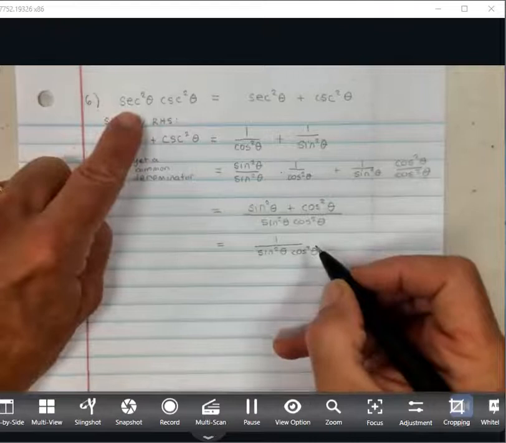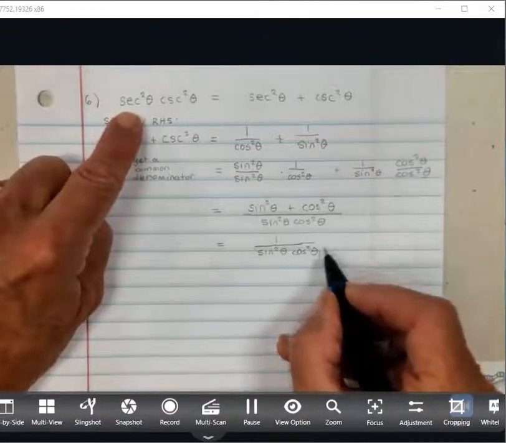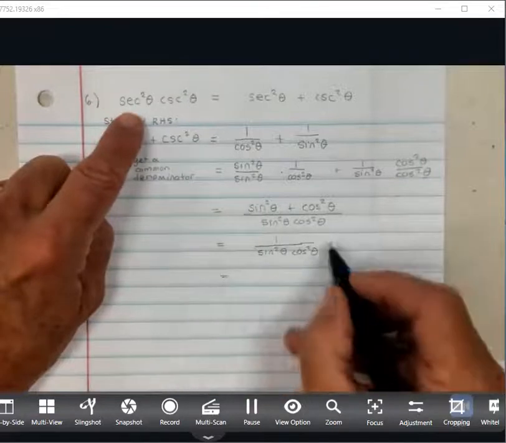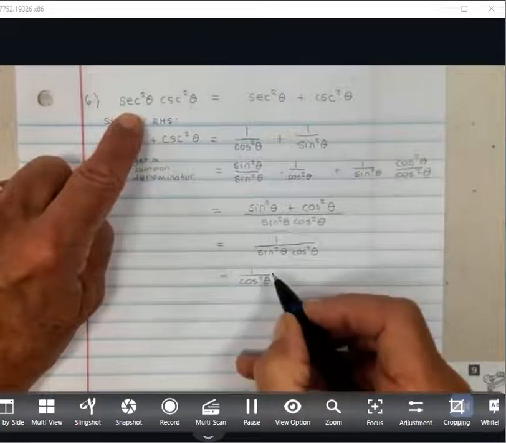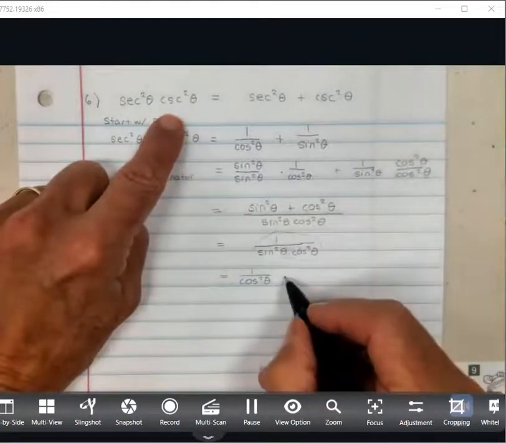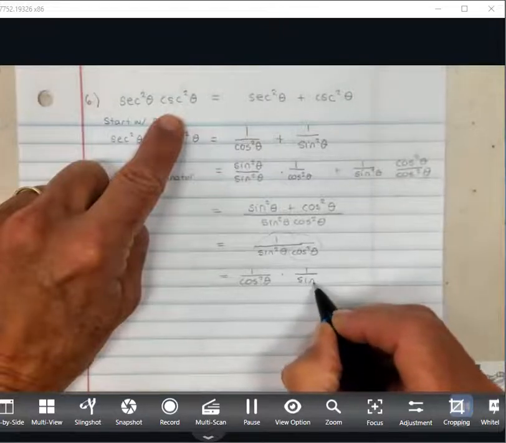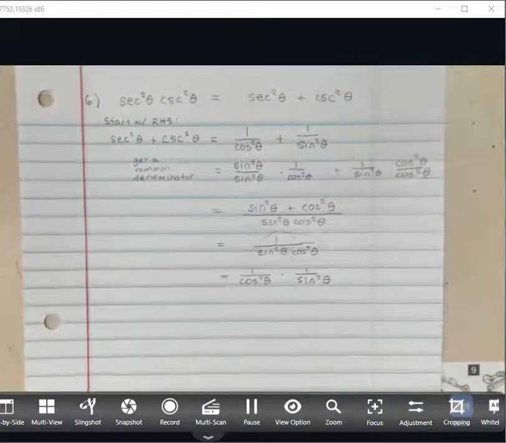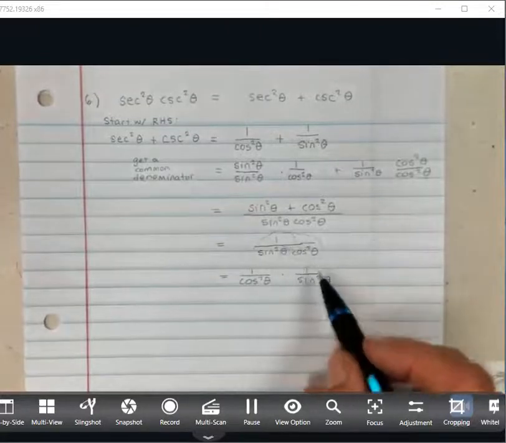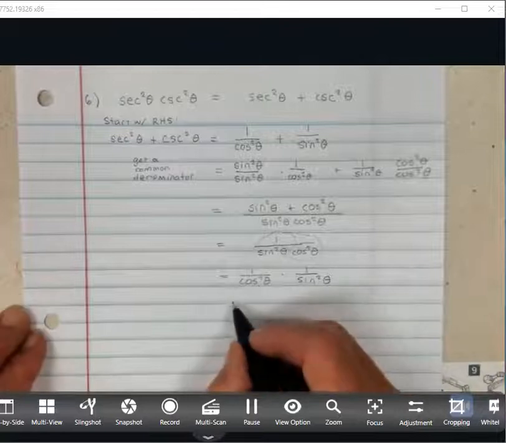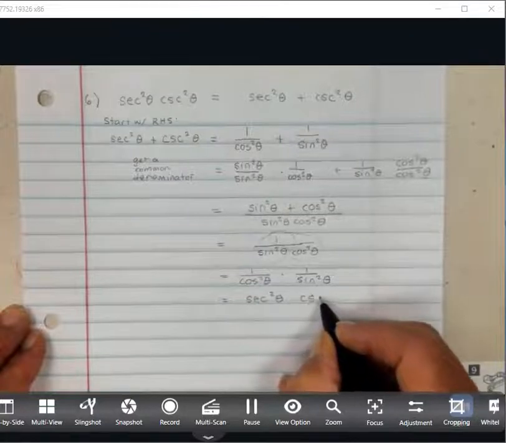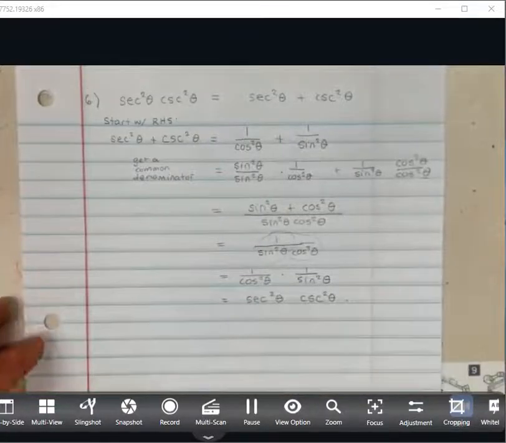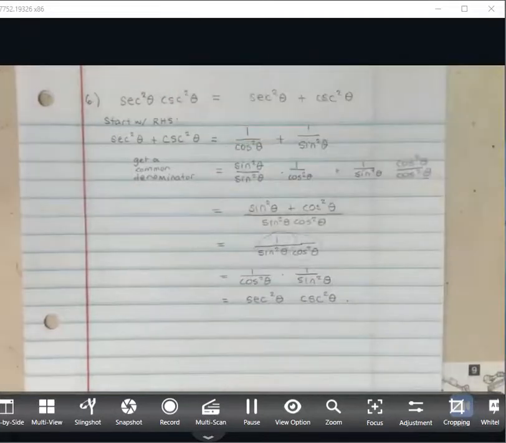I want it to look like this. So let me write it in the reverse order. Secant squared is 1 over cosine squared. Well, here's my 1 over cosine squared. And here's my 1 over sine squared. And they are indeed multiplied. So I split this product apart as the product of 2 separate fractions, and then I replace them with their reciprocal identities. And we did it. We made the sum into the product.